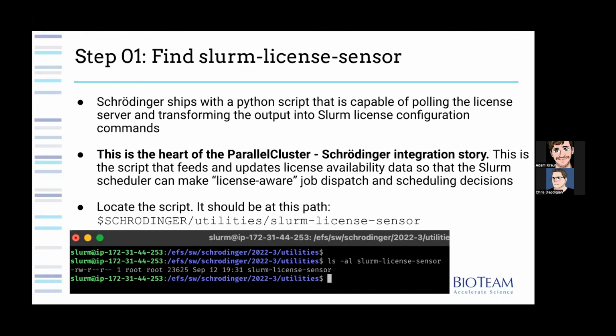The Slurm license sensor script is a Python script that talks to the FlexLM server, dumps the current license state and status information, and then reformats that information into a way that the Slurm accounting database can consume. So the bridge between Schrödinger licenses and the Slurm HPC scheduler is this Python script. It's literally that simple. And so I'm going to talk through the steps you need to do to get this Python script up and running.